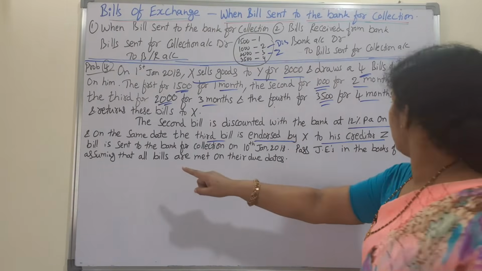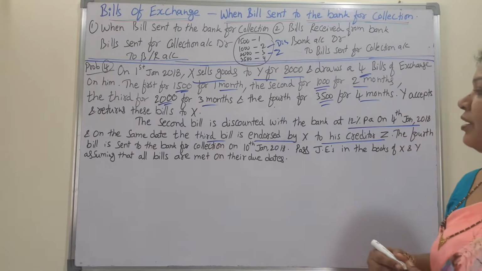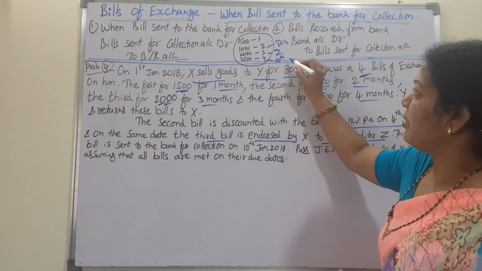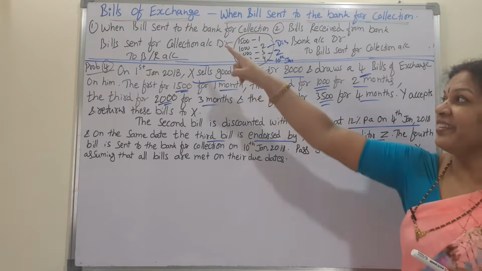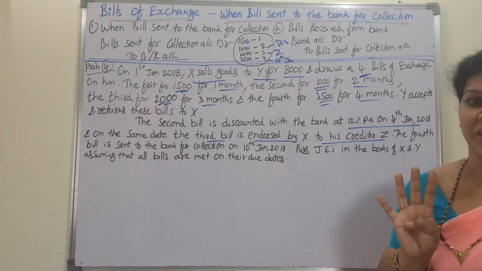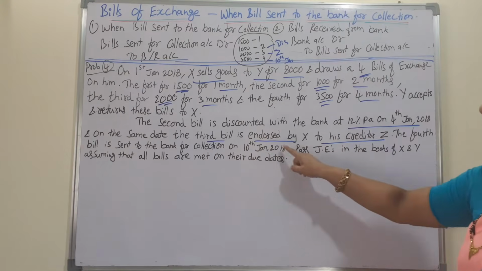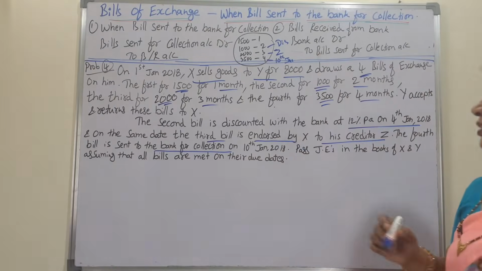The fourth bill is sent to the bank for collection on 10th January. Bill sent for collection will come for the fourth bill. The first 3 are normal. Only the fourth bill is sent to the bank for collection on 10th January.